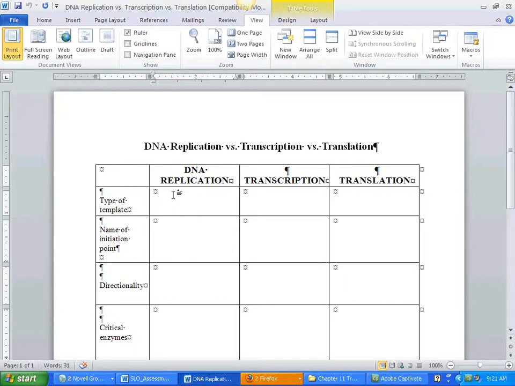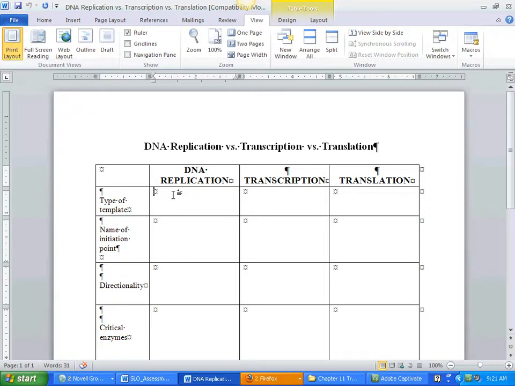So what I would suggest is to go ahead and print out this sheet, and then as I walk through this you can write the answers in, and then you have kind of a little study sheet. This is intended to help you with some, I would say, confusion that typically happens on the day of the test if you haven't intentionally studied these three processes in sort of a side-by-side way.